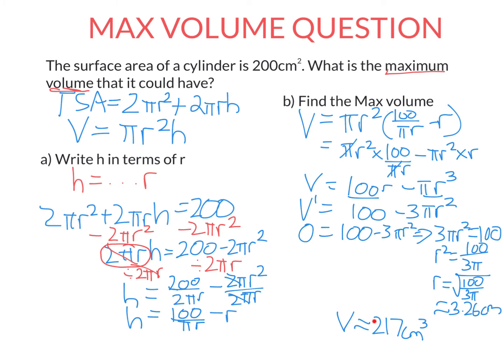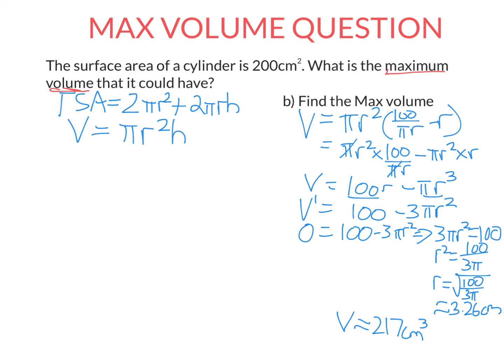Well, firstly, we know this can't be a minimum, because if you're asked about minimum or maximum volume, the minimum volume would be 0. You can't have less than 0 volume. So that's one reason we know it's a maximum, but there is a more formal way to test this. And that is, of course, to use the second derivative test.